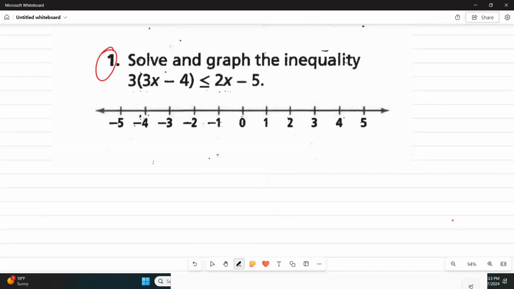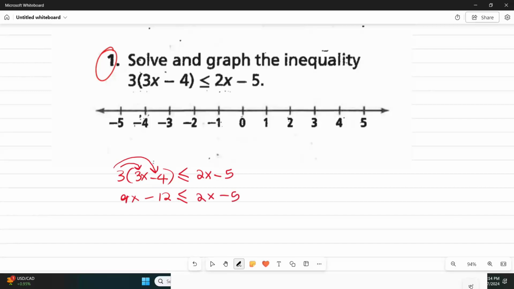Solve and graph the inequalities. All right, so we have 3 into 3x minus 4, which is less than or equal to 2x minus 5. What we're going to do is distribute that 3 inside. So what we have is 9x minus 12, and this is less than or equal to 2x minus 5.